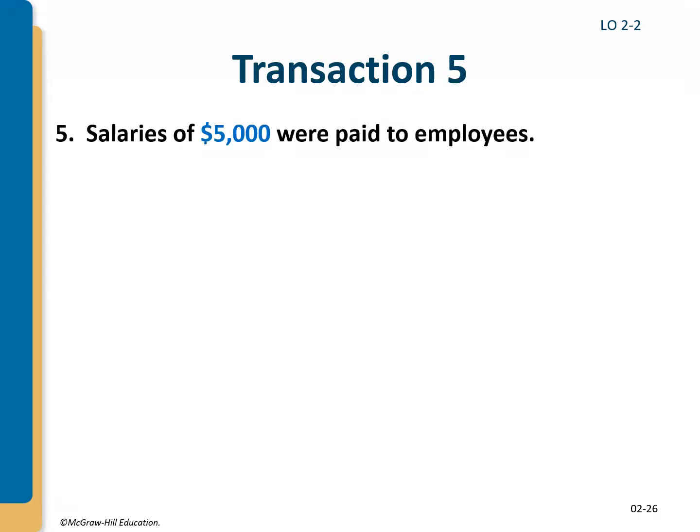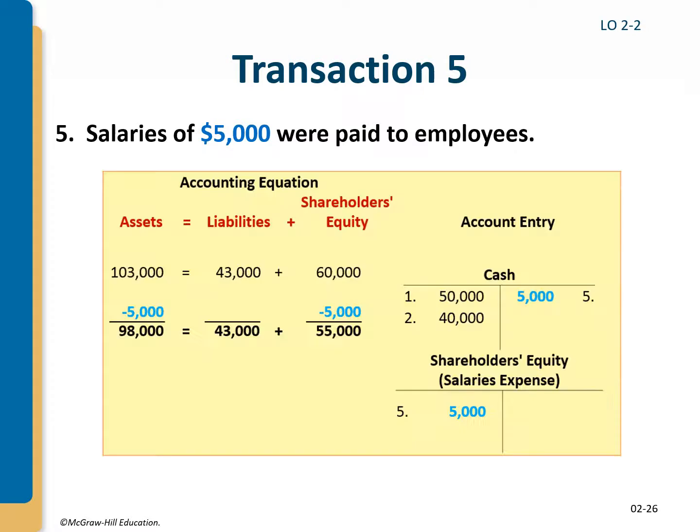Salaries of $5,000 were paid to employees. Here, the assets are decreasing by $5,000 because they paid cash. So the cash asset is decreasing. Assets decrease on the credit side, so we'll credit cash. Shareholders' equity is also decreasing. Now, an expense, remember, decreases shareholders' equity. That's why you see it that way.